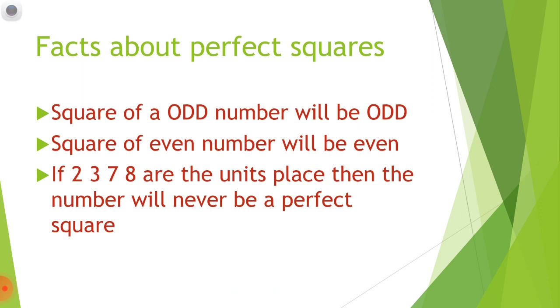And if 2, 3, 7, 8 are in the units place, then the number will never be a perfect square. Means if we take some examples of perfect squares, the units place will not have 2, 3, 7, 8. For example, 8 square is 64, 9 square is 81, 5 square is 25, 11 square is 121. Like that, when we take all the squares, the units place 2, 3, 7, 8 will not be there.